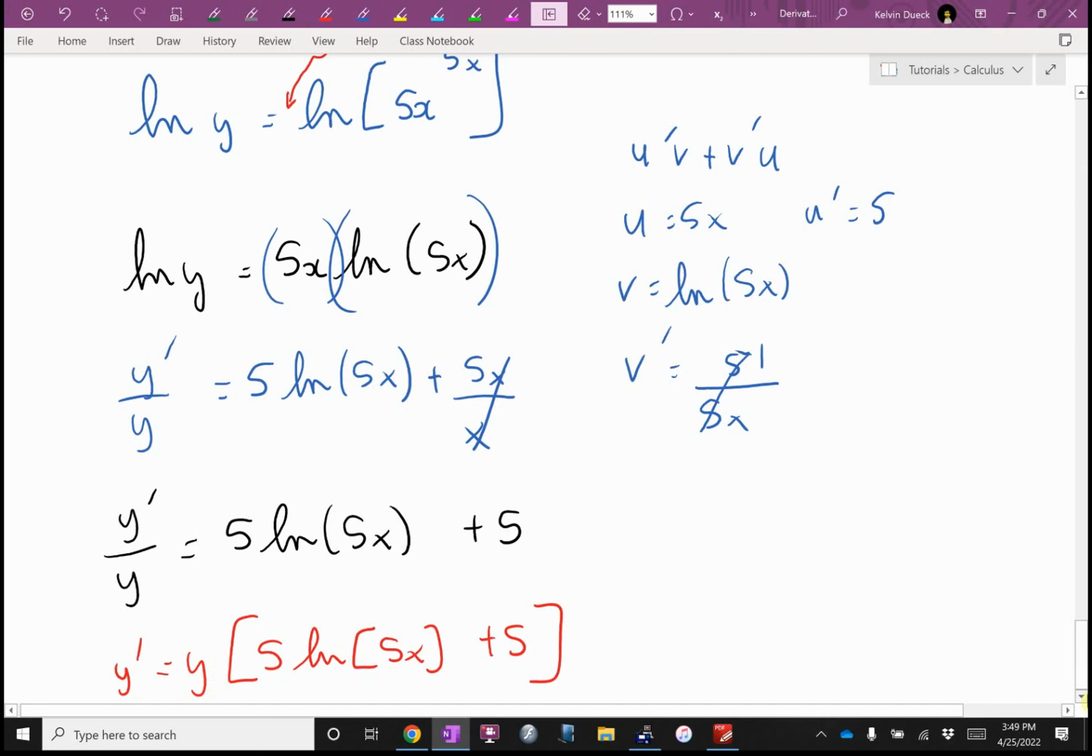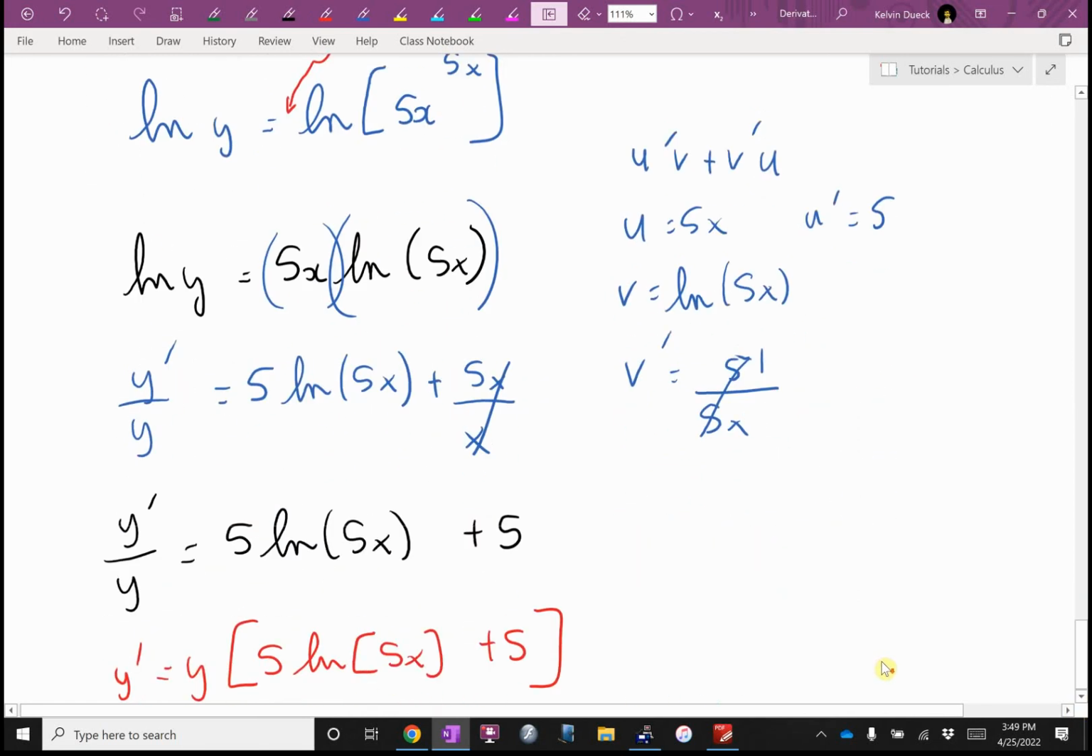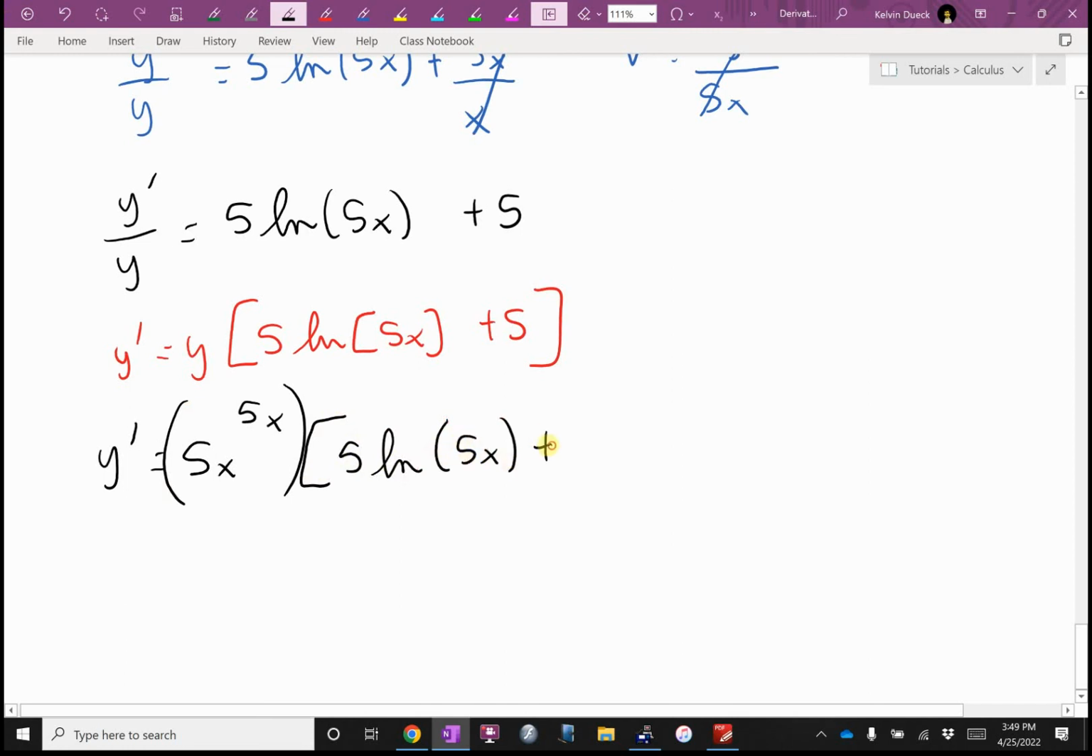That would almost certainly be, if this was a multiple choice test, their final step. They would say, well, get rid of the y. Why? Because I asked you to. Okay. Get rid of the y. So y was 5x to the 5x. So I can write this as y prime is equal to 5x to the power of 5x, that's one big bracket, times 5 ln 5x plus 5.